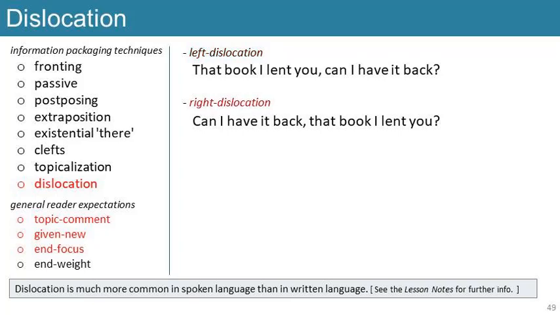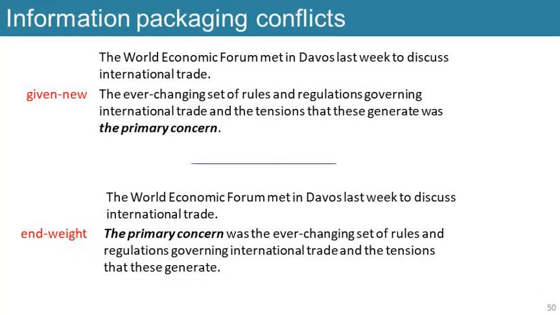The same content in right dislocation is "can I have it back, that book I lent you?" In this case, the second clause is needed in order to clarify the pronoun it in the first clause. Right dislocation overrides the given new principle but complies with end focus. It's important to note that writers may sometimes need to choose between two of the general organizational principles that stand in conflict with each other.